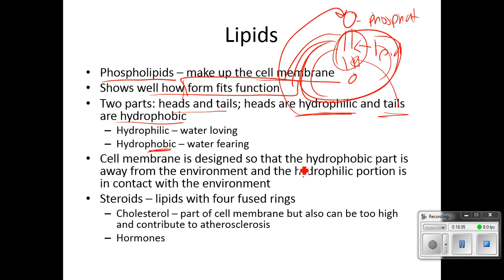The cell membrane is designed so that the hydrophobic part is away from the environment and the hydrophilic portion is in contact with the environment. We'll talk more about this when we get to the cell membrane.